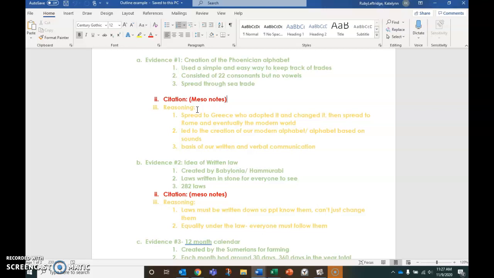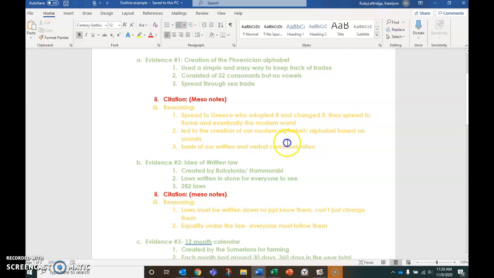And the last one I think is probably most clearly reasoning based: it is the basis of our written and verbal communication. So we have to use that alphabet to talk and write in 2020. So for the reasoning, you may have to use your own brain. How do we use whatever you said as your evidence today? Why is it important? Does it help us do something else? Is it an early version of something we use today?